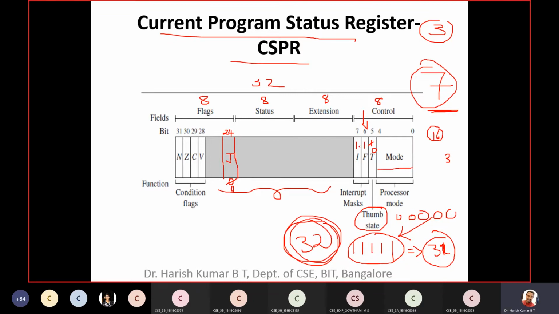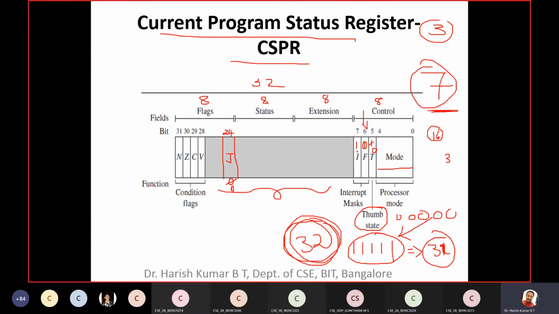Now I want my processor to ignore only the slow interrupts, but not the fast interrupts. Make this bit as 0. That is what interrupt mask is. Are people able to understand? Yes or no? Yes, sir. To make the microprocessor ignore the interrupts, either the slow interrupt or the fast interrupt, the corresponding interrupt bit here should be set. If it is set, it ignores.